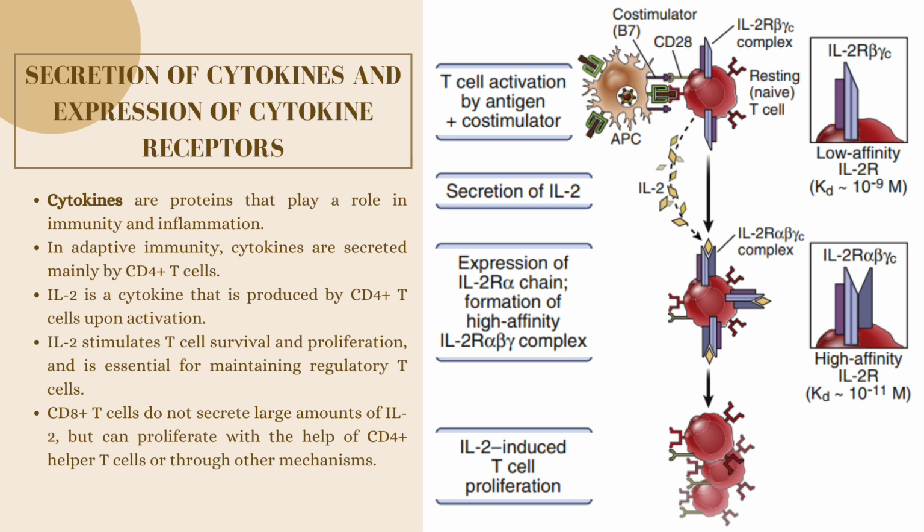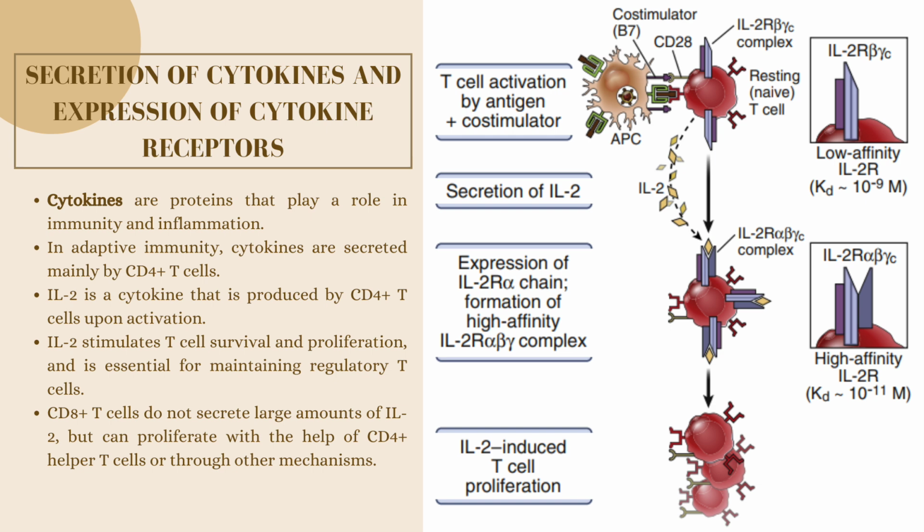While CD8 T cells do not produce large amounts of IL-2, they still proliferate during immune responses, possibly due to antigen recognition and co-stimulation or with the help of CD4 T cells. So the image on the right depicts the function of interleukin 2 or IL-2 and IL-2 receptors in T cell proliferation. Initially, naive T cells have a low affinity IL-2 receptor complex made up of beta and gamma chains.